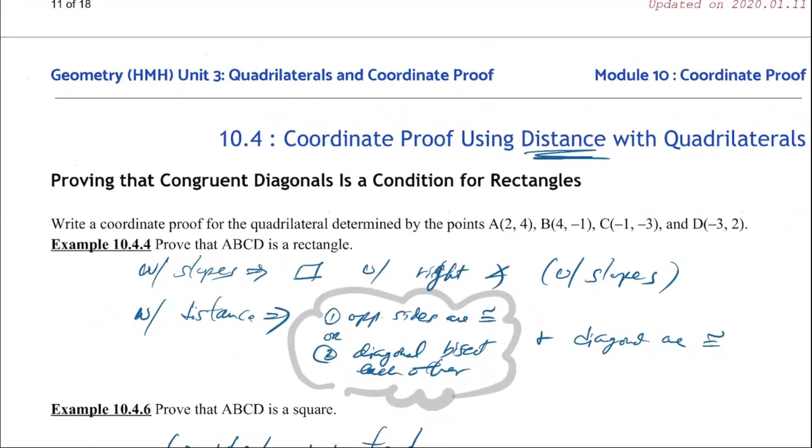So if you want to prove 10.4.4 using strictly slopes, you have to show that it's a parallelogram by showing that the opposite pair of sides are parallel and show that it has one right angle, by showing that for the adjacent sides, the product of the slopes is -1. If you want to do it strictly with distance, you either have to show that opposite sides are congruent by using the distance formula, or you could use diagonals bisect each other, and you do that by what? If the midpoints of the two diagonals are equal to each other, right?